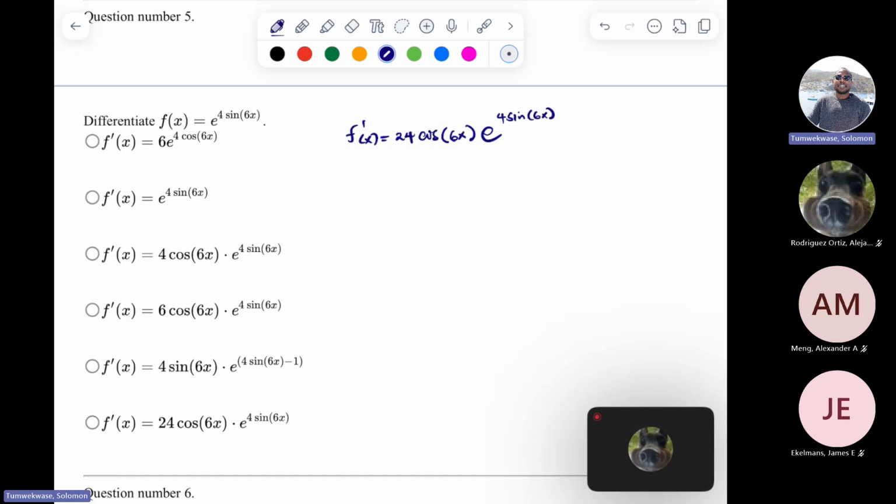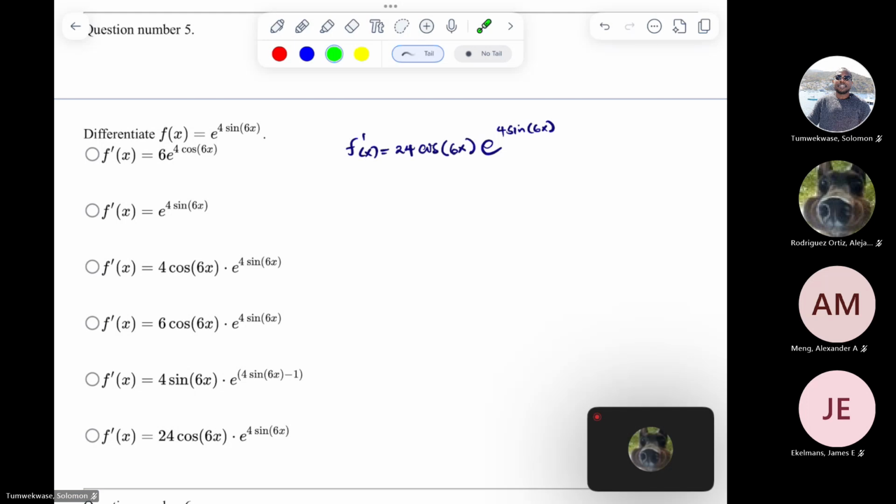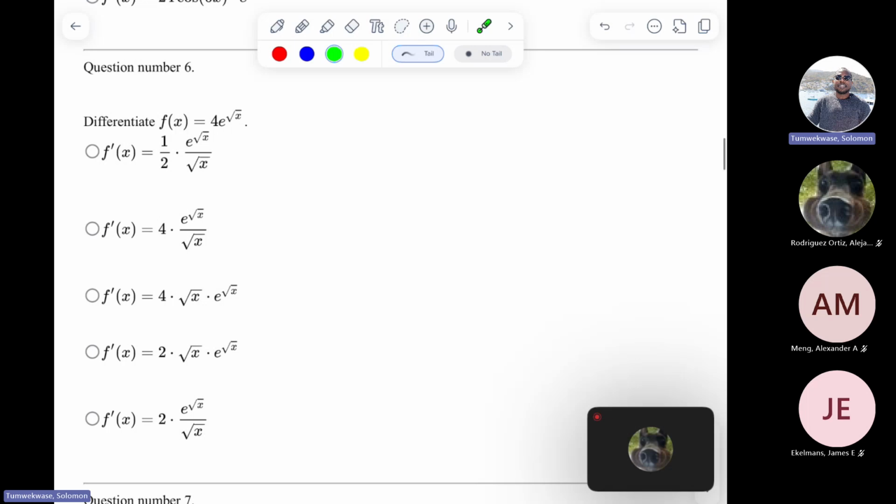So you see that if you really know the chain rule by heart, then you don't have to do a lot of working. You can just differentiate things so easily. Okay, same thing. So we have f of x is equal to 4 e to the power x to the half. So take the derivative of this.